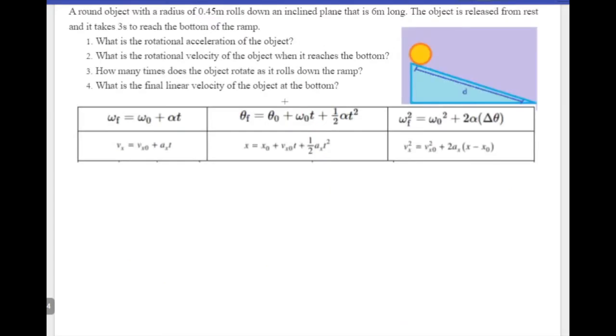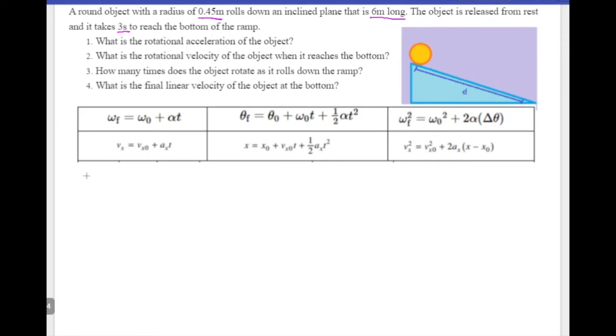So let's take a look at this next problem. We have a round object with a radius of 0.45 meters rolling down an inclined plane that is 6 meters long. The object is released from rest, and it takes about 3 seconds to reach the bottom of the ramp. We want to figure out what is the rotational acceleration of this object.